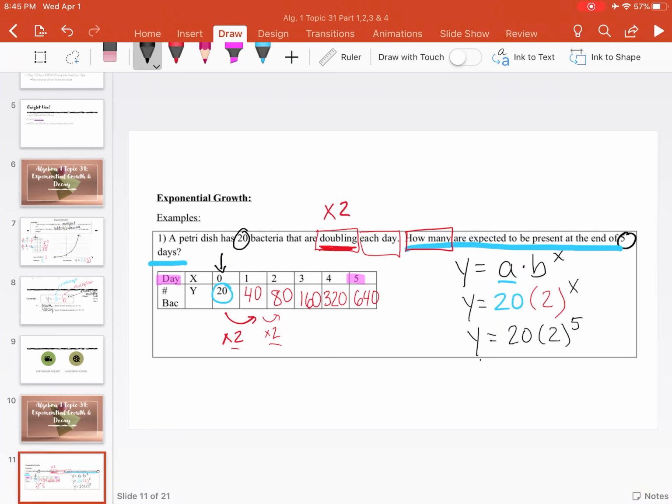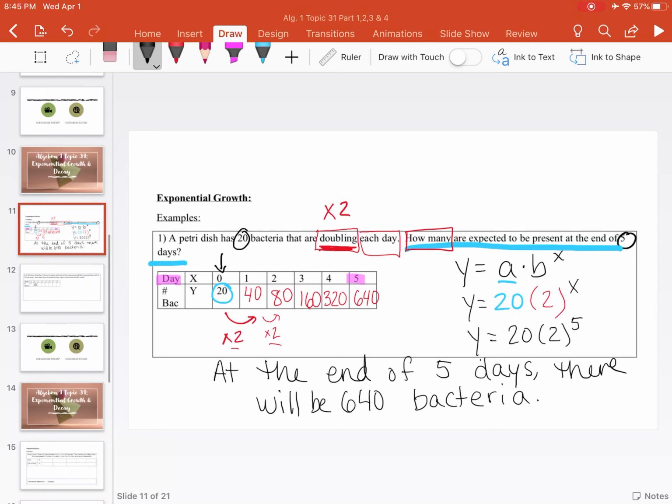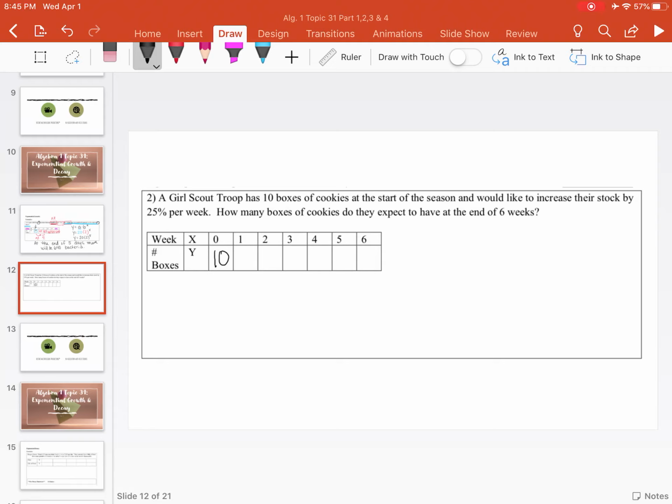So because we're dealing with a word problem, we're going to write our answer in a complete sentence. So at the end of 5 days, there will be 640, there will be, goodness, bacteria. I guess you know why this is not for English class. Any other mistakes? Think we're good for now. Okay. Let's move on to our next problem.